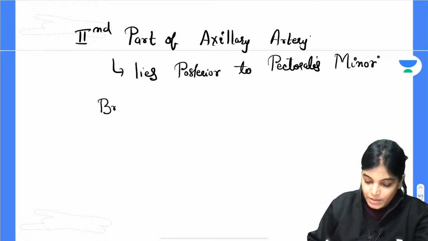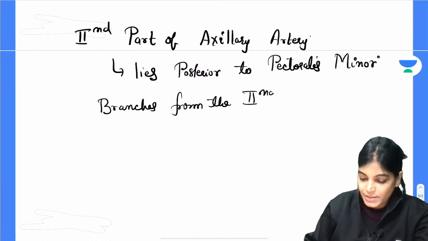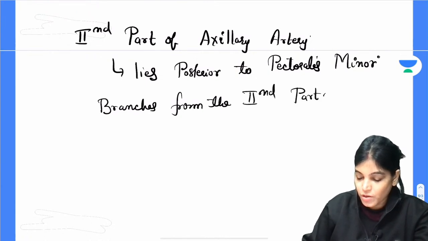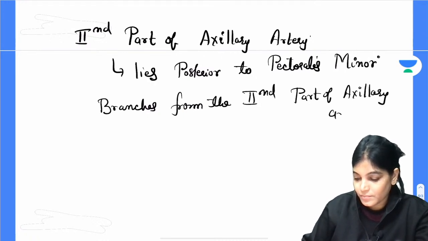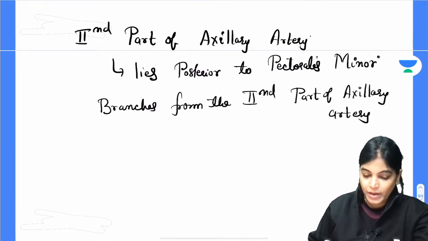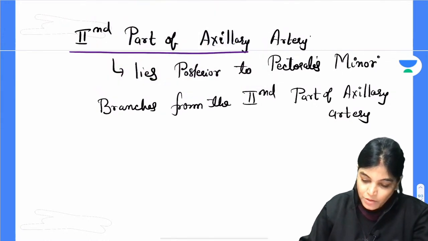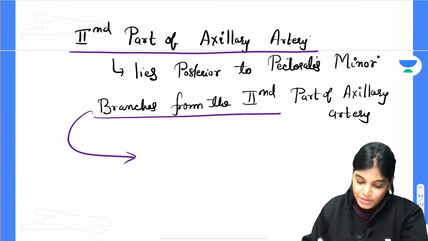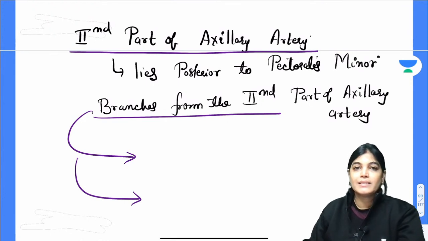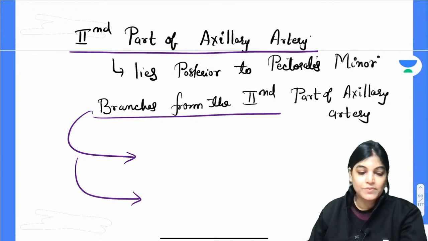Now, the next point is branches from the second part of axillary artery. The second part of axillary artery is giving the following branches. So it gives two branches.